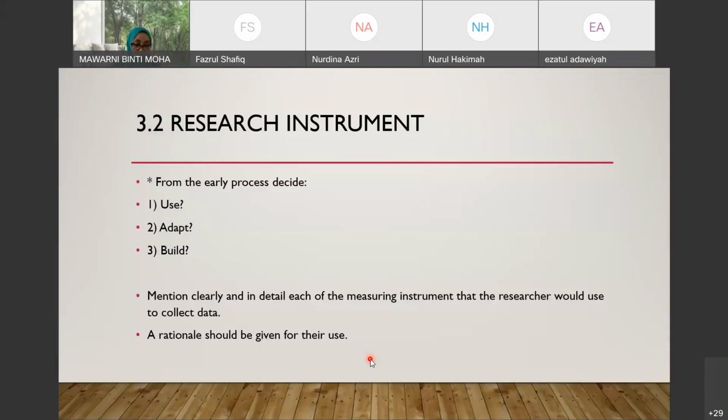For your instrument, or even if you are observing, what do you use in the observation? You use videotapes, you have some kind of rubrics. Okay, those are instruments, right? You must explain how you use it. Okay, so any question on the instruments? Yeah, this is to collect your data, right? Okay, next one.